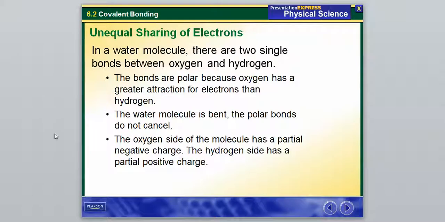However, in water, there are two single bonds between oxygen and hydrogen, and the bonds are polar because oxygen has a greater attraction for electrons than hydrogen, based off their location in the periodic table. However, the water molecule is bent, so the polar bonds do not cancel, and the oxygen side of the molecule will have a partial negative charge, and the hydrogen side will have a partial positive charge. So that's a little bit confusing.